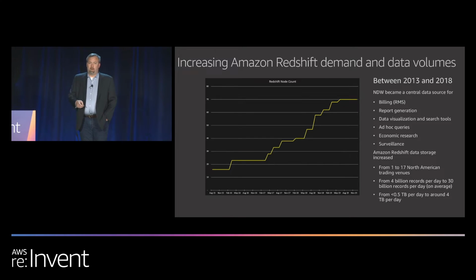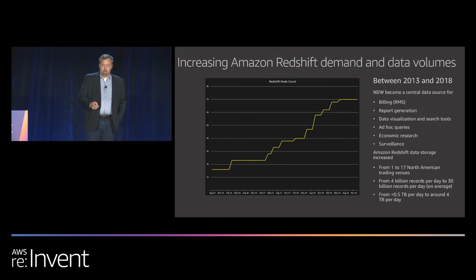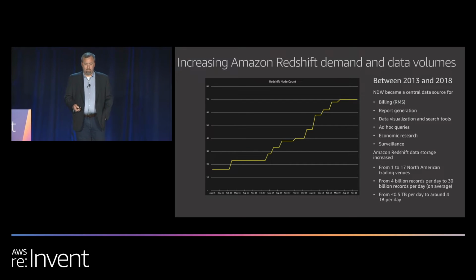Also during that time, the amount of data that we were putting into that data warehouse was increasing significantly. We went from supporting one of our North American markets to all 17 of our North American trading venues. We went from ingesting 4 billion records per day to 30 billion on average, with peaks up to 55. That represents going from ingesting less than half a terabyte per day to more than 4 terabytes per day.